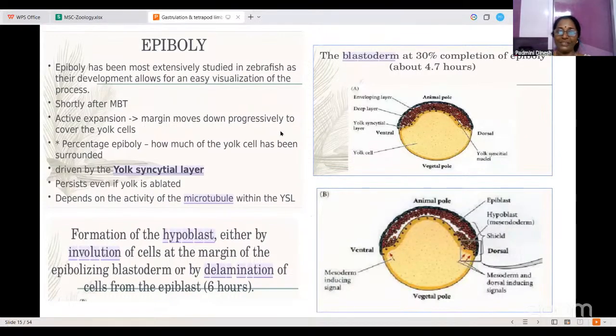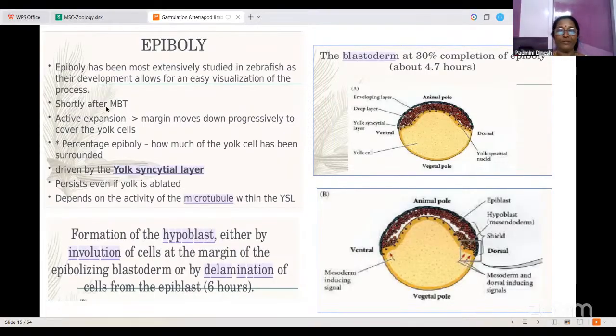It has been most extensively studied in zebrafish, in the fishes, zebrafish. Now zebrafish is a very nice example, even from a toxicological point of view. Zebrafish is used because they share a good genome sequence, genome comparisons with humans also. So this has been studied in zebrafish as the development allows an easy visualization process shortly after MBT.